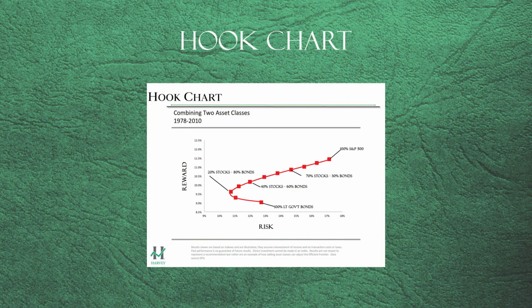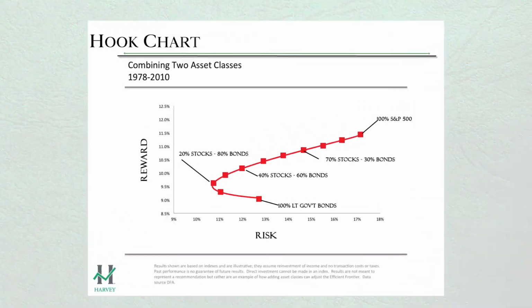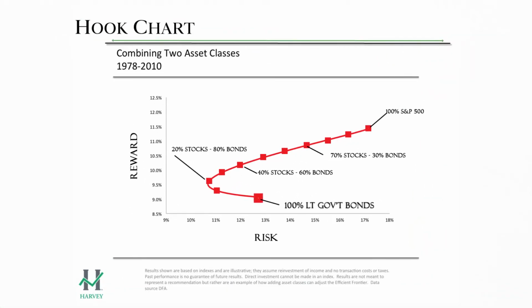So we use what's called a hook chart to demonstrate this graphically. And what it really shows you is that 100% bonds, which are considered to be a lower risk asset than stocks, does not actually get you the lowest risk portfolio. Why? Because interest rates change over time. And so we also want to understand that 100% stocks is not necessarily going to be the right mix if we're trying to manage risk versus return.